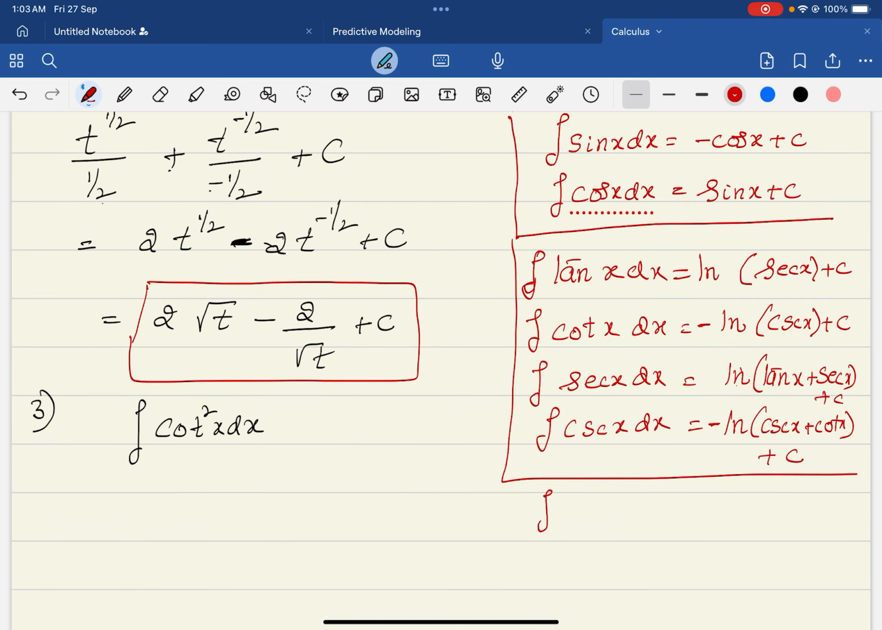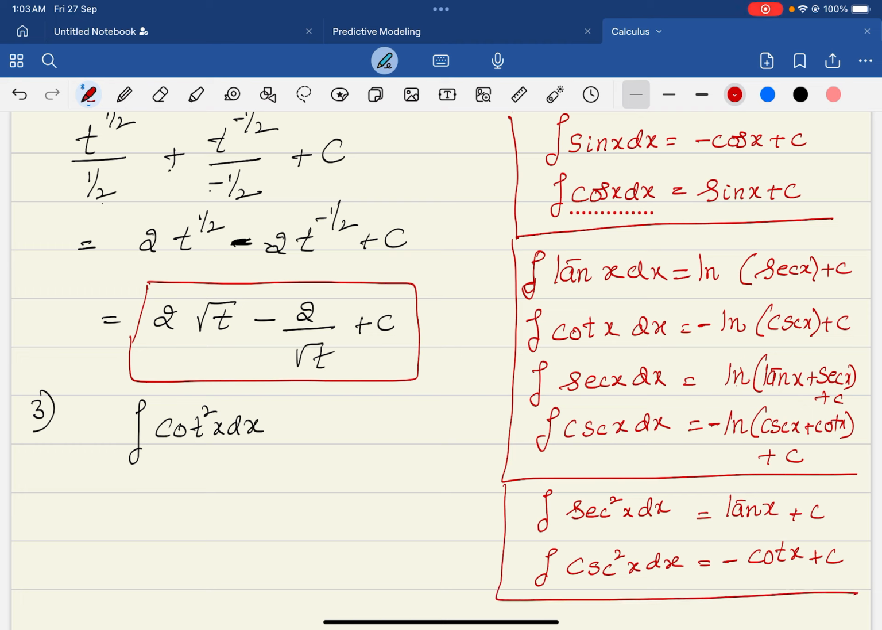And there are other special formulas. For the other functions there is no square directly, except these two: the integral of secant square x and the integral of cosecant square x. The integral of secant square x is tan x, and the integral of cosecant square x is minus cot x, plus the constant. So this is another set of two formulae you can remember. It is very easy to remember these formulas if you understand this logic. Then we will proceed to do this problem.